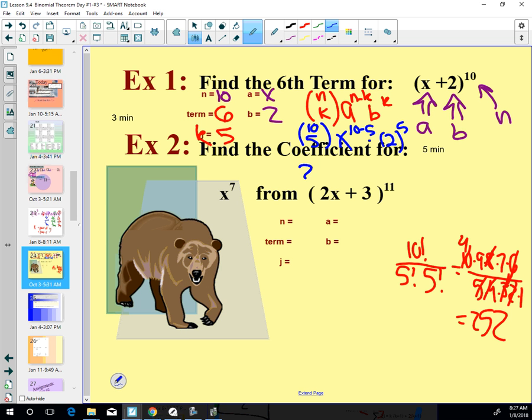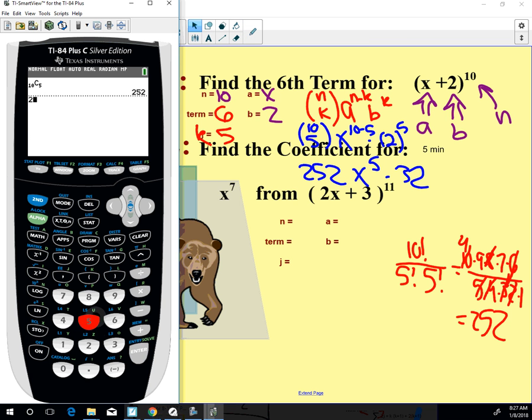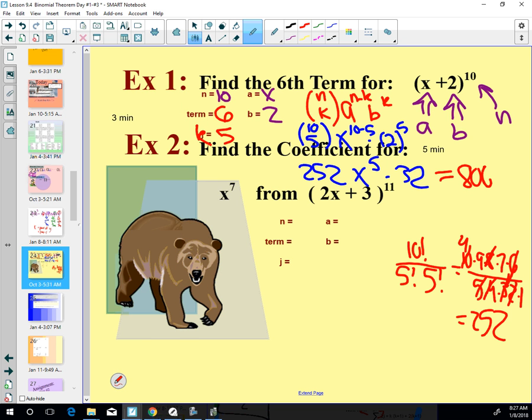So this is 252. x to the 5th times 2 to the 5th, which is 32. So you're going to need your calculator again, 252 times 32, and that'll give us 8064. Now what we did is we found the sixth term without expanding it out. Pretty neat.